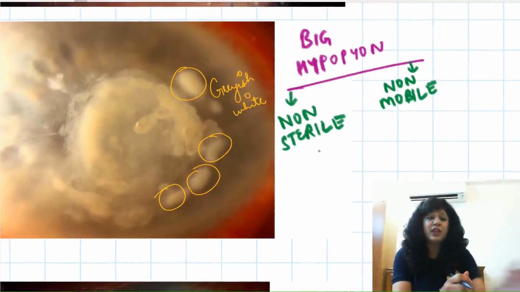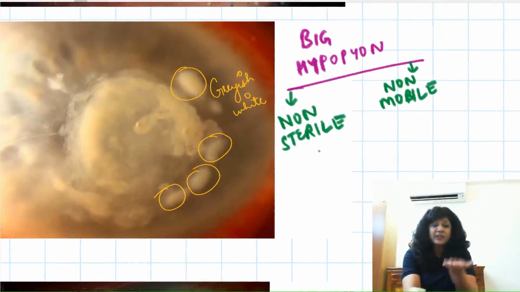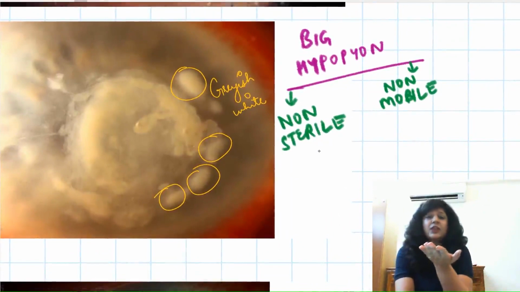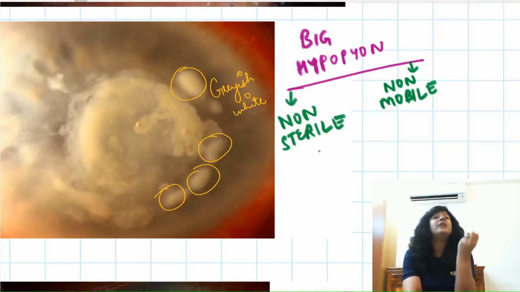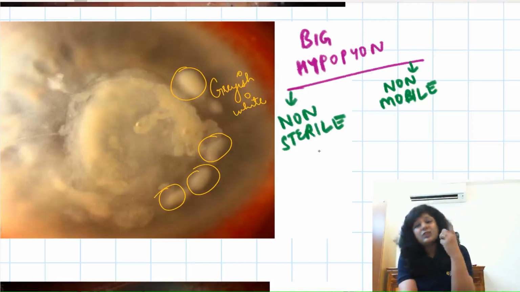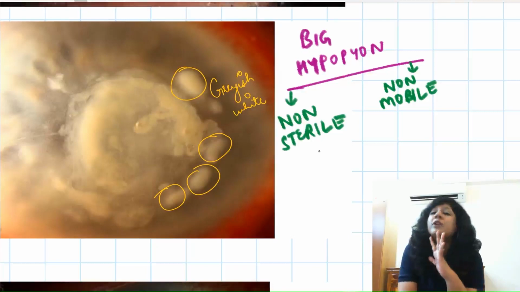Why it is non-sterile? Because we know that they have a hyphae. They can penetrate inside the exudates. So that will not be sterile, and that becomes non-mobile. It is fixed because it has been infiltrated. So even when the patient is moving, this hypopyon will not move.